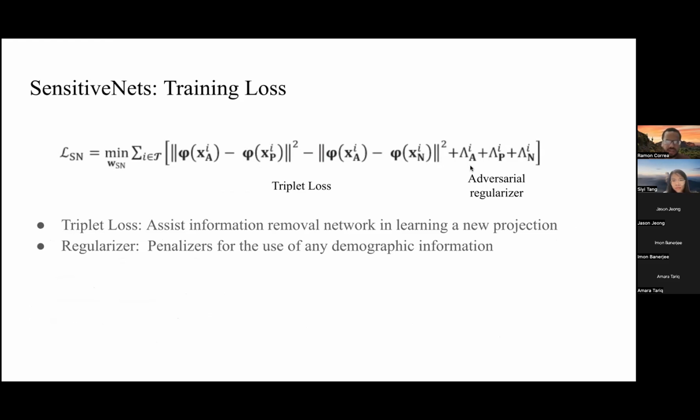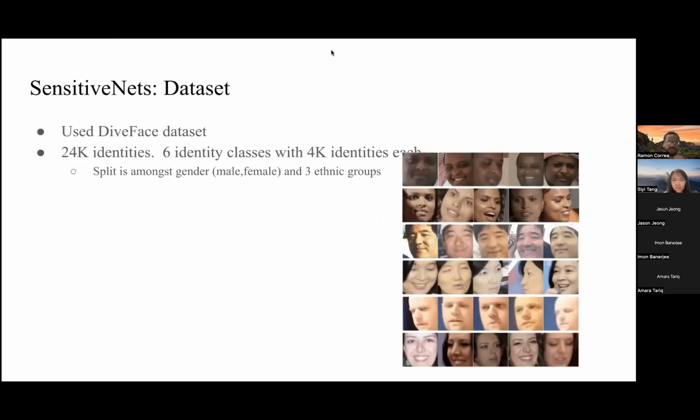So let's say, your anchor or your positive or your negative samples, you should not be able to tell if it's a male or female or from a certain group. So to evaluate this model, they use the dive-based dataset that has 6 different classes. Sorry for the slight figure issue. So each of these 6 identities are split amongst male, female, and then whether they're darker skin, lighter skin.